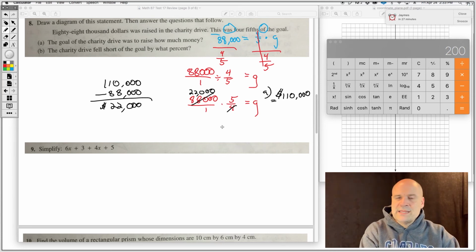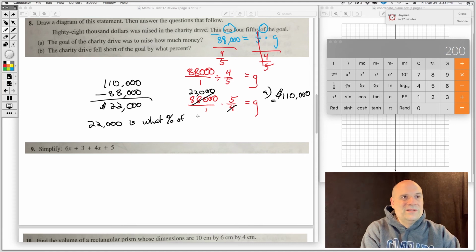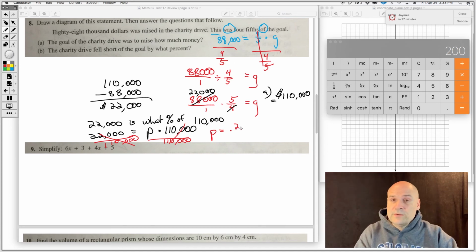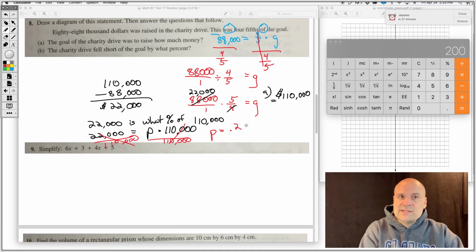Okay, so now we want to know what percent of the goal was 22,000. Okay, well, let's translate that into math. 22,000 is what percent of the goal, which is 110,000. So 22,000 equals what percent of 110,000? How do you solve for P? Divide both sides by 110,000. Okay, so P equals 0.2. Okay, well, that's not a percent. So how do you change a decimal to a percent? Move it over 2 places. So that's 20%. So this is the answer to B.